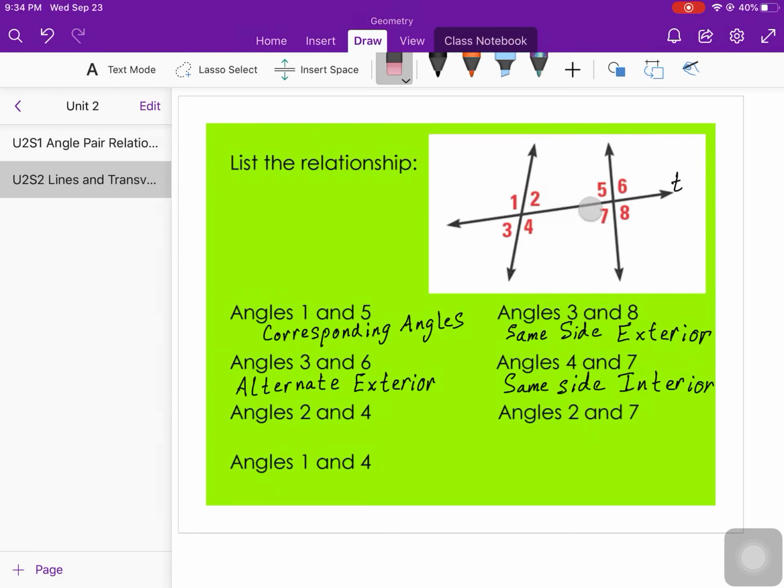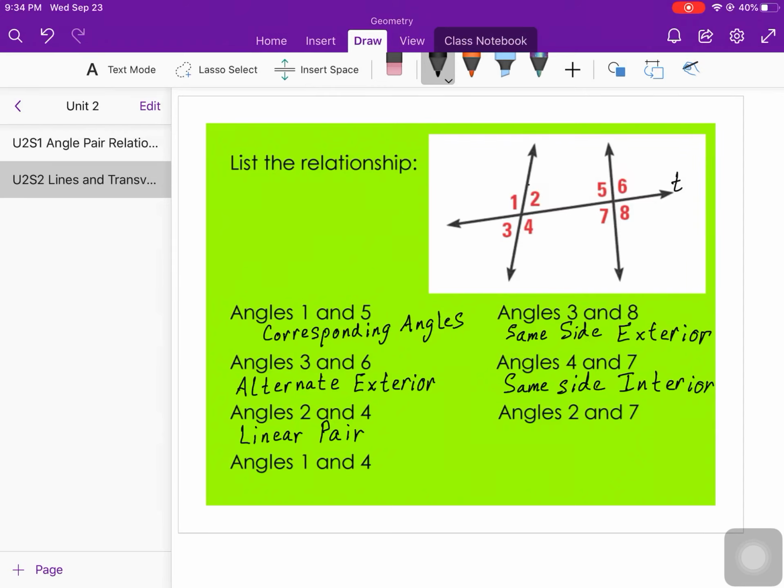Then angles 2 and 4. Now, this is in the same grouping, so they're side by side. If you think back to what we learned in the first video for this chapter, they form a straight line together and they're side by side, so they're adjacent angles. Therefore, they are a linear pair is the classification for these. That's something we learned in the last video.